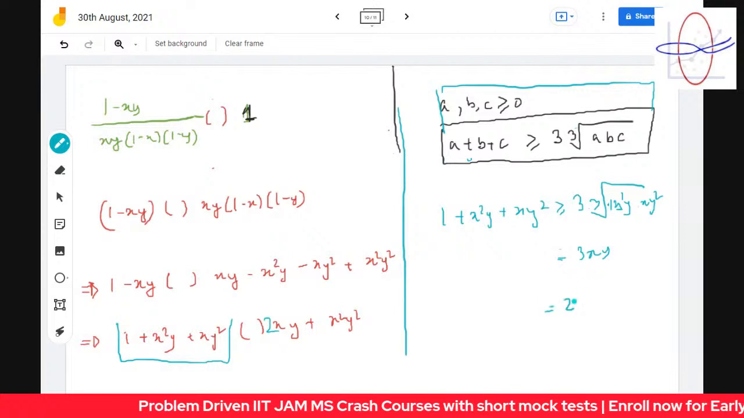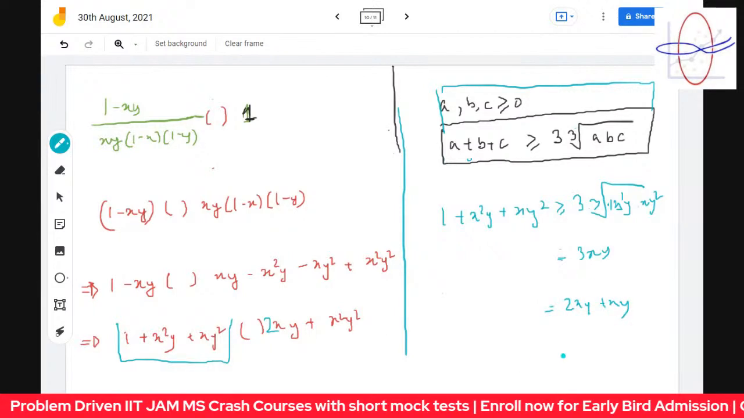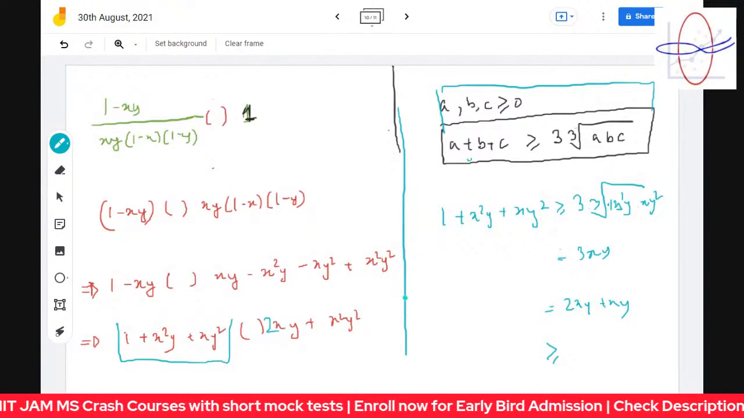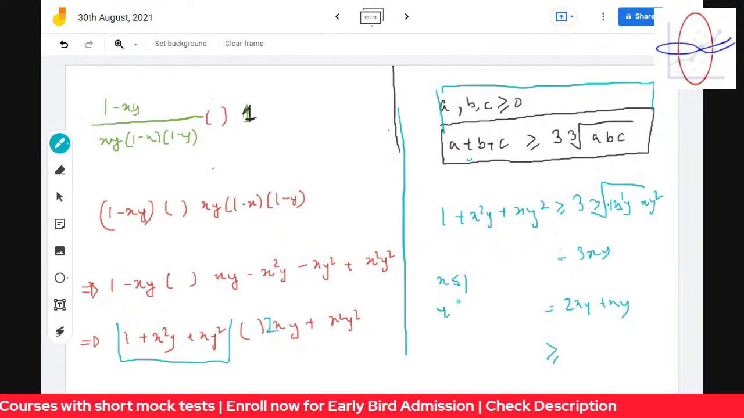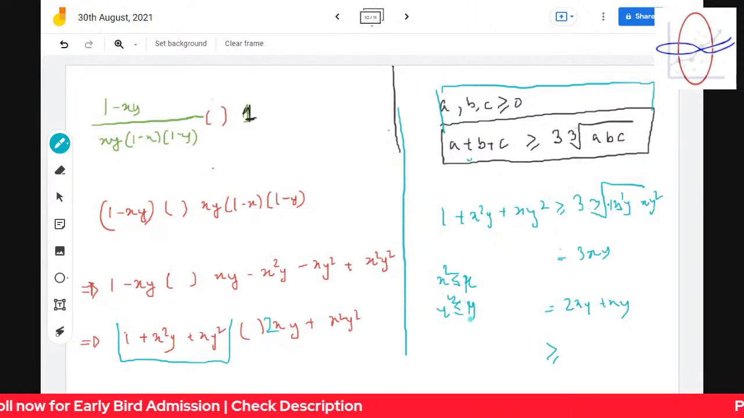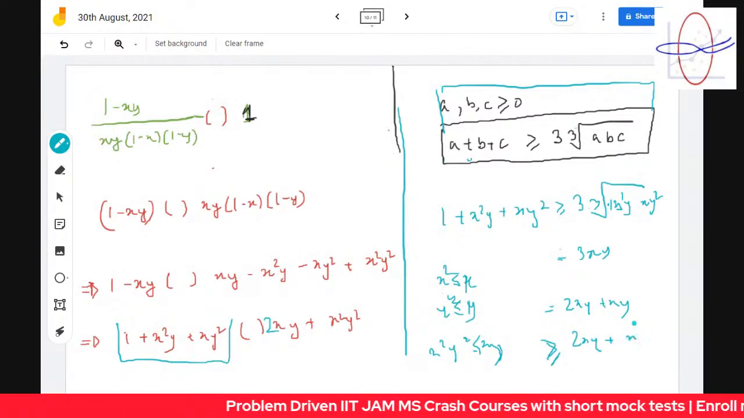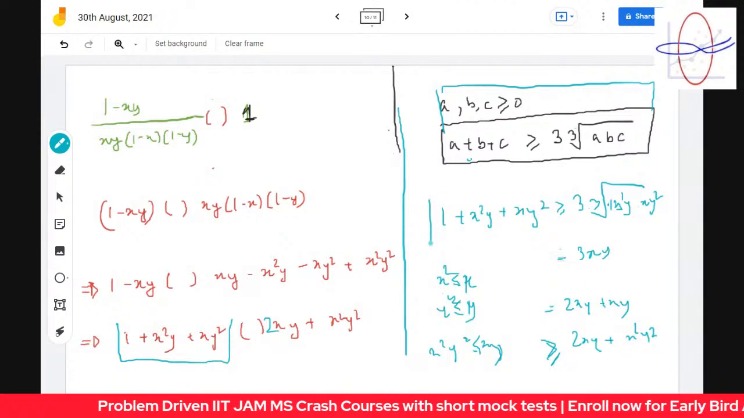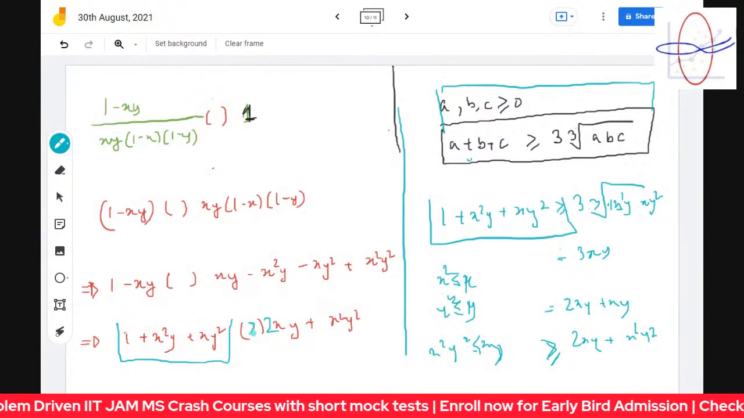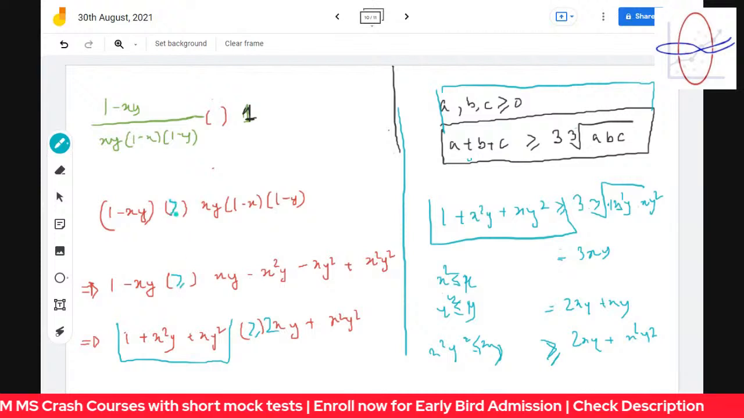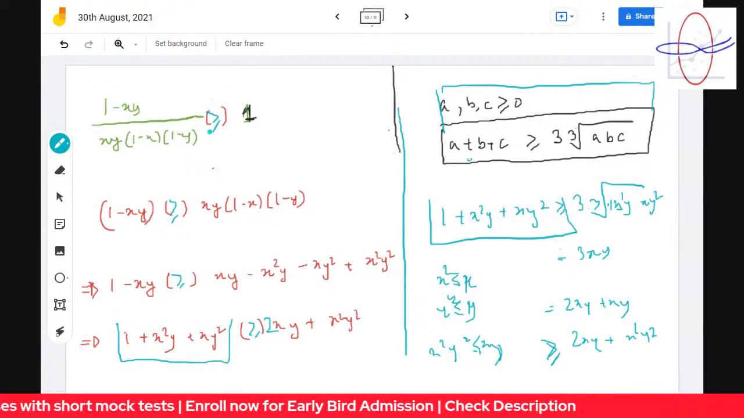So you can write it as 2xy plus xy. Now this xy is actually greater than or equal to what? x is less than or equal to 1, y is less than or equal to 1. So x square is less than or equal to x and y square is less than or equal to y. So x square y square is less than or equal to xy. So therefore we get that this is greater than or equal to 2xy plus x square y square. And that's exactly what we needed to show, right? So therefore it's greater than or equal to over here by the AM-GM inequality and the small result where x, y less than or equal to 1 we're using.